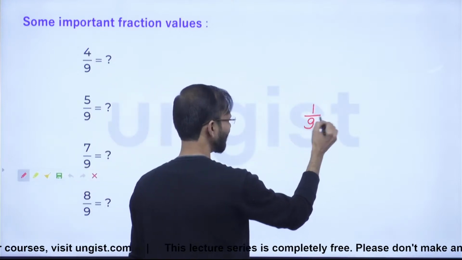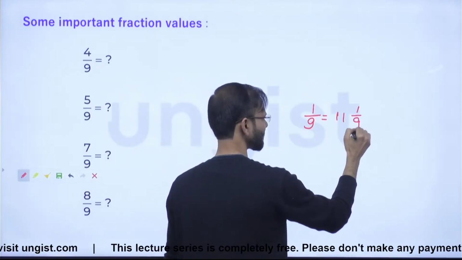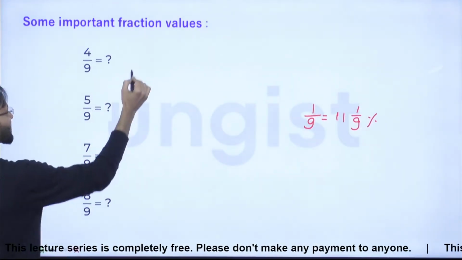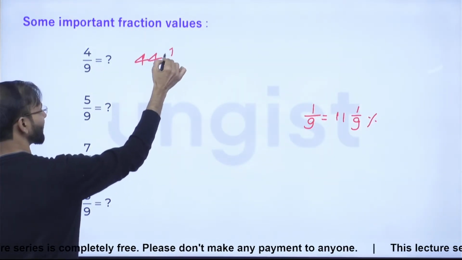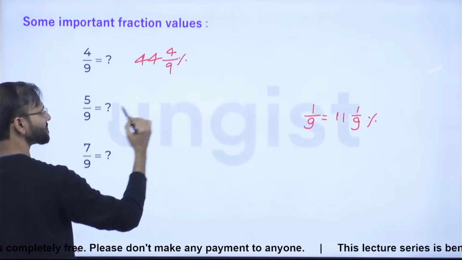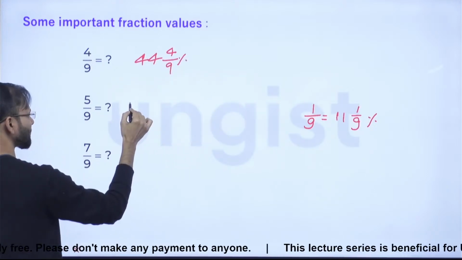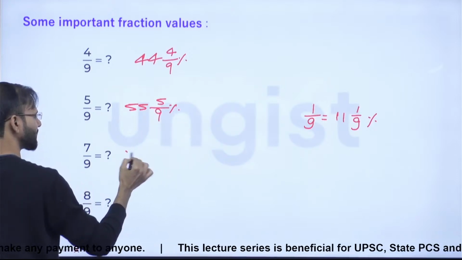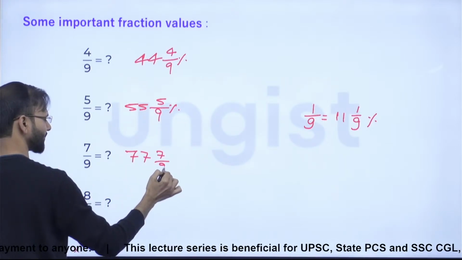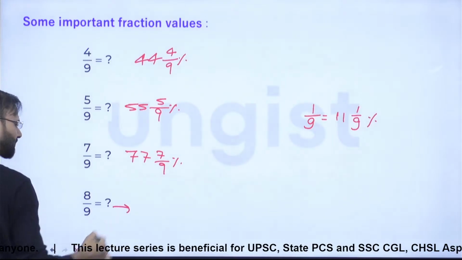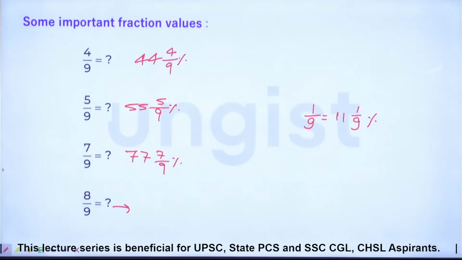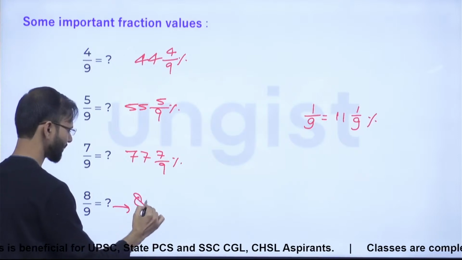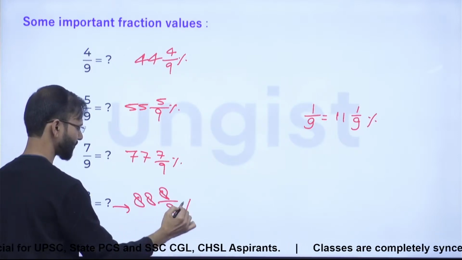So guys, 1 by 9 is 11 1 by 9%. Now 4 by 9 means what? 4 times of this. So this is 44 4 by 9. Now what is 5 by 9 of this? I mean, what is 5 times of this? 55. What is 7 by 9? So 77 7 by 9. And what is this? Tell me. 88. Yes. So this is 88 8 by 9. Everyone clear?